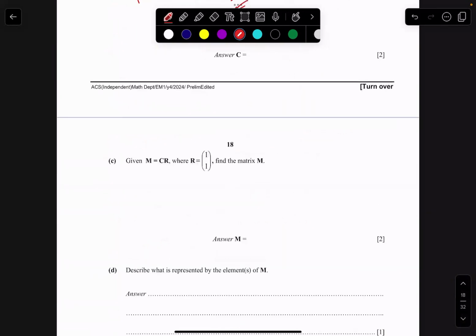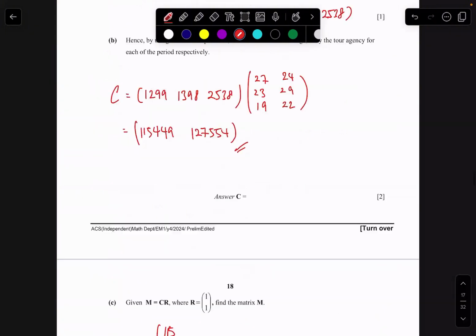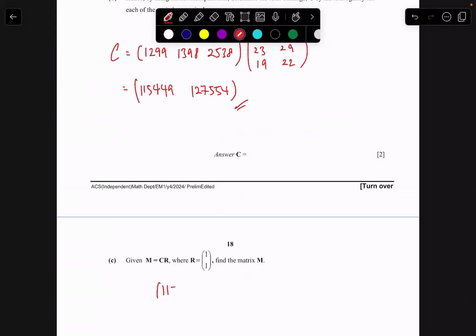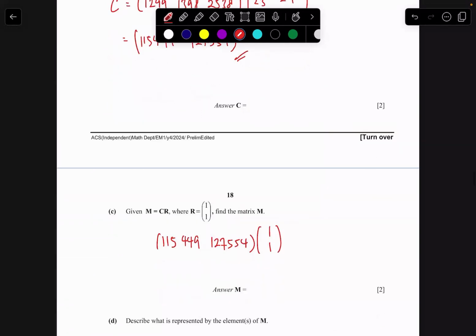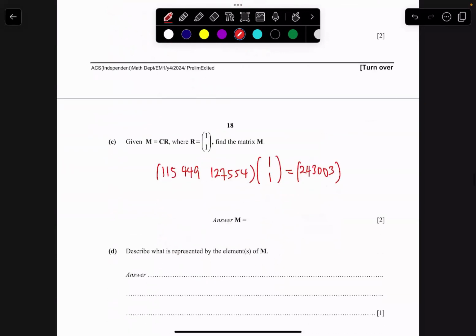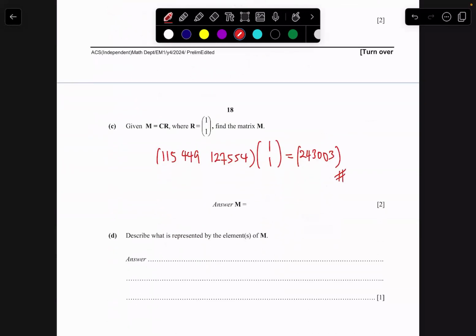Given N equals C R, where R equals 1, 1, find the matrix N. So C is 115,449, 127,554, multiplied by 1, 1. So this will total up everything, and we'll get 243,003. So N equals 243,003. Describe what is represented by the elements of N. N totals up everything, so it represents the total earnings for both periods.